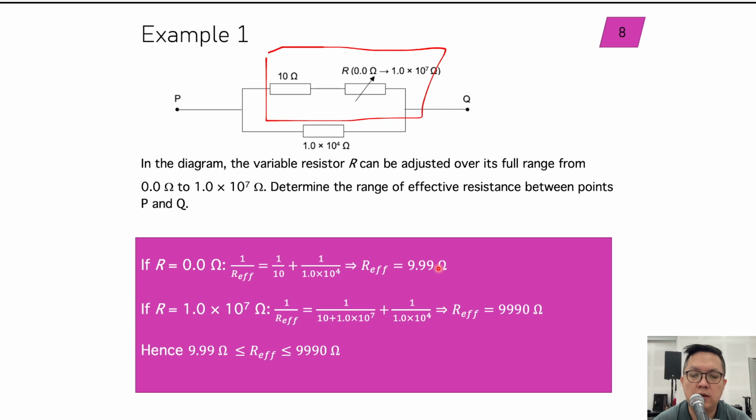9.99 ohms, right? The effective resistance must be smaller than the resistance of the branch with the smallest resistance. So for the first case, where it's 0, the branch with the smallest resistance is the top, at just 10 ohms compared to 1 times 10 power 4 ohms. So the final answer must be less than 10 ohms. And for the next one, we have basically 1 times 10 power 7 and 1 times 10 power 4. So the answer must be less than 1 times 10 power 4, which in this case, we got 9990 ohms, which is less than 1 times 10 power 4. This is something that you need to take note of. When you do a calculation for parallel branches and you get an answer that is bigger than one of the branch resistances, you know that somewhere you have made a mistake.